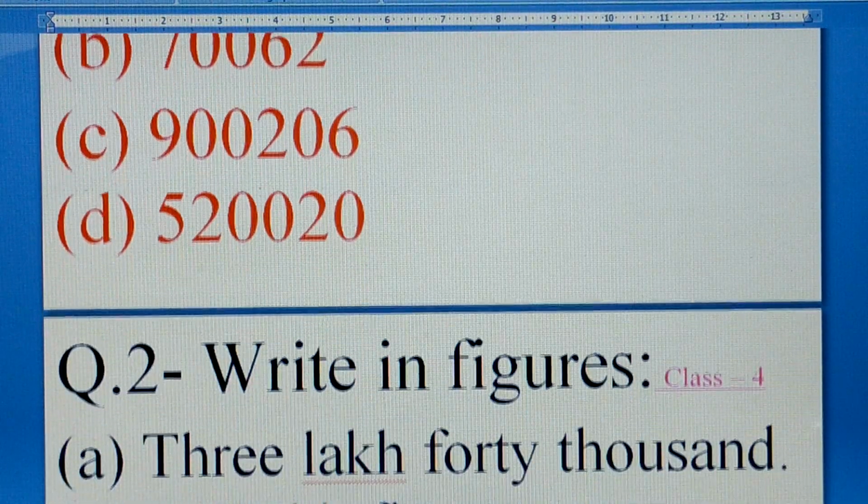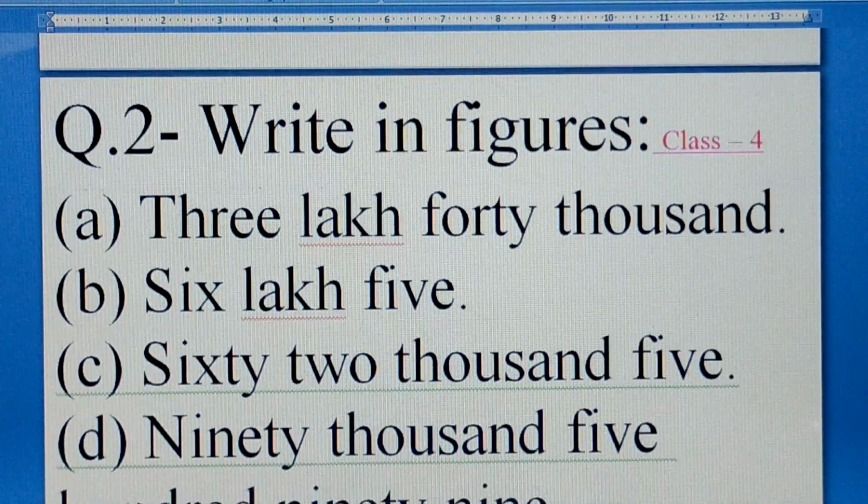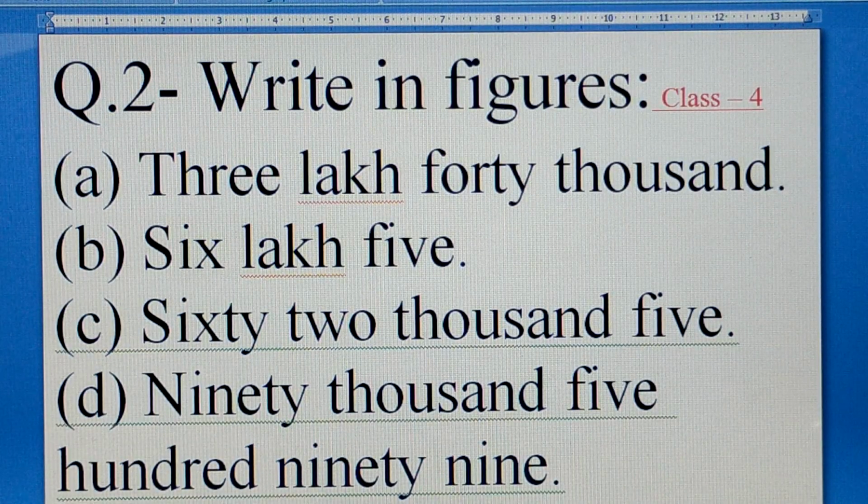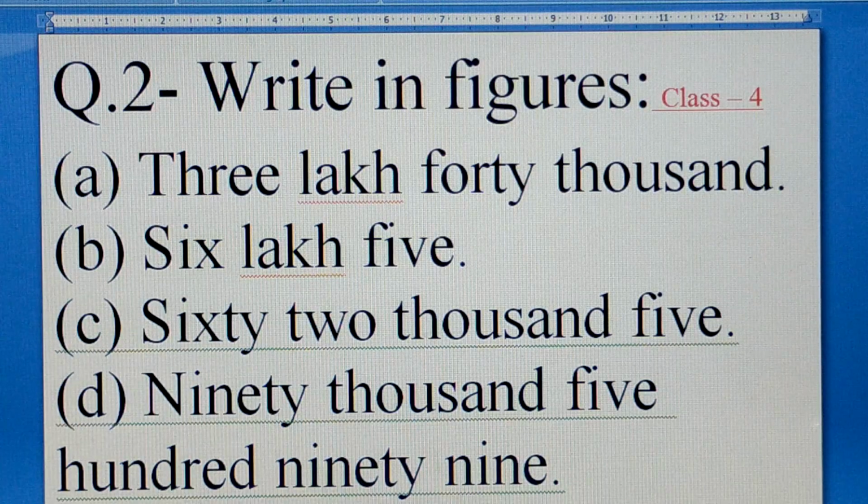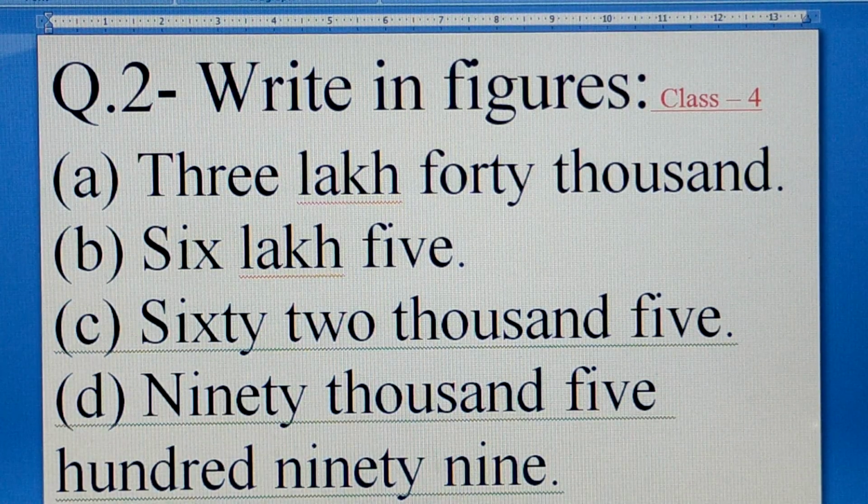Next question. Write in figures. 3,40,000. You have to write these numbers in figures.